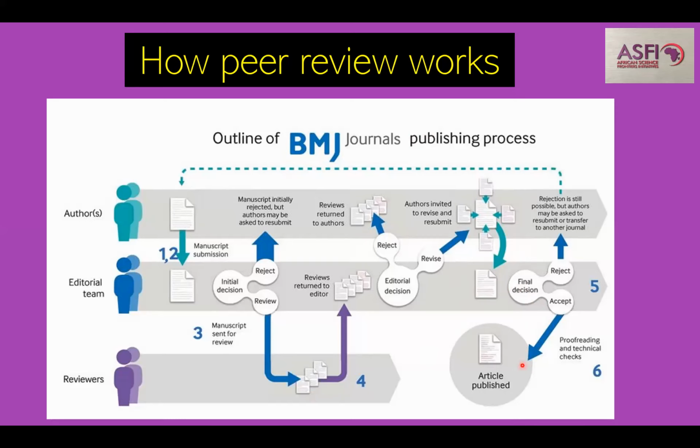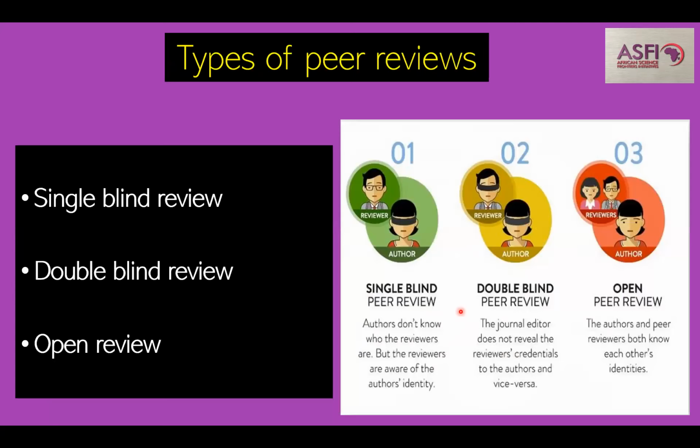And then once that is returned, the editor will make the final decision whether further changes need to be made, or to reject or to accept the paper. This is in a nutshell how this works. There can be some variations. There can be some additions from different journals that occur in this process, but in a nutshell, this is how it works. And there are different types of peer reviews.